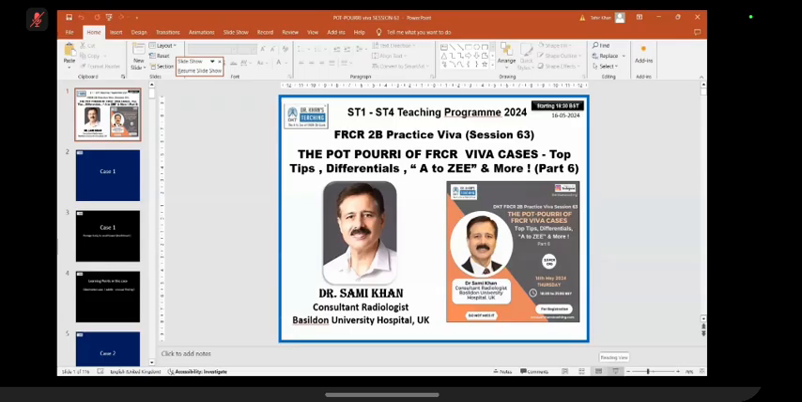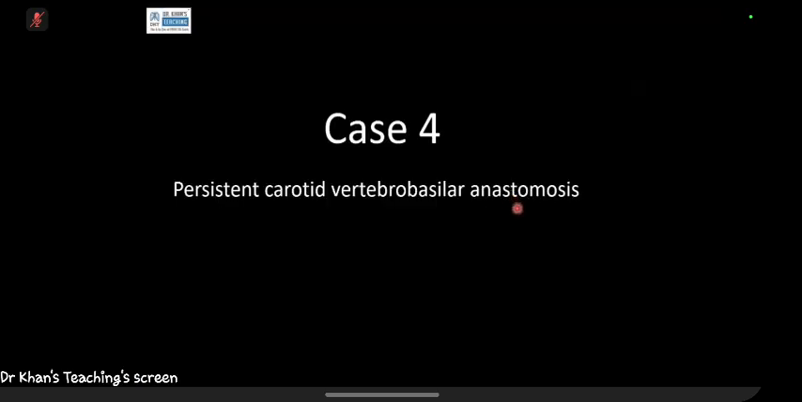Okay, let's go back to the PowerPoint. Case 4. So this is persistent carotid vertebrobasilar anastomosis, and namely this is a persistent trigeminal artery. We'll come back to the name. But the overall concept is persistent carotid vertebrobasilar anastomosis.